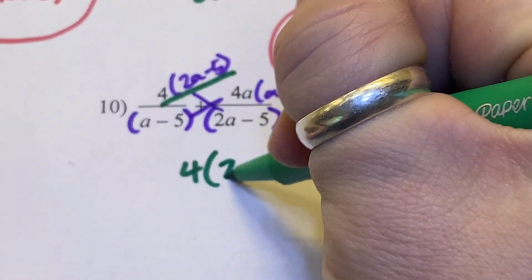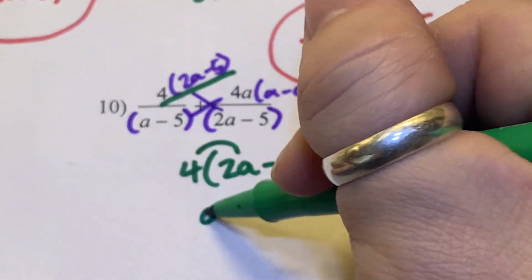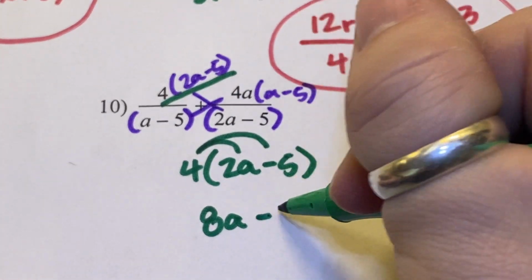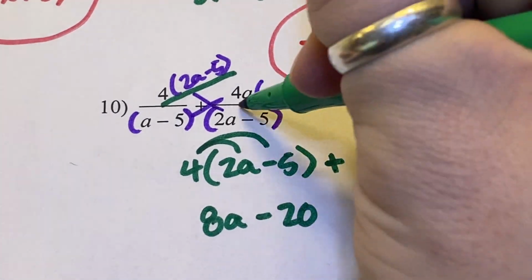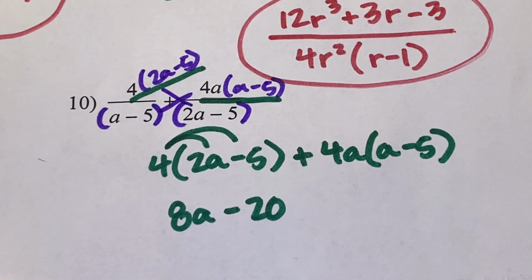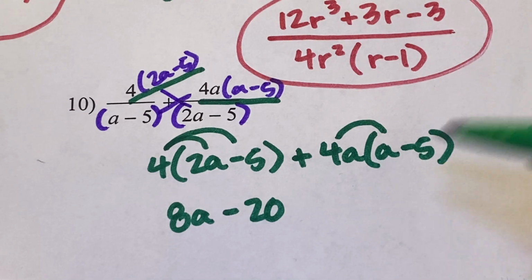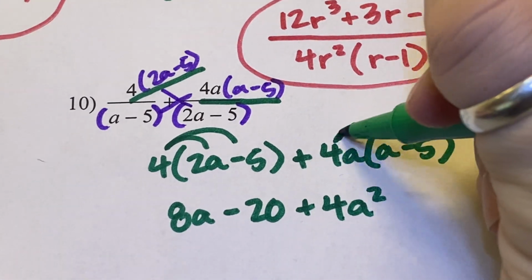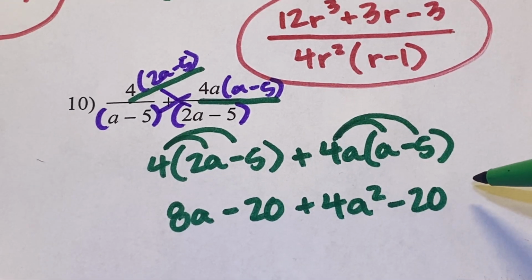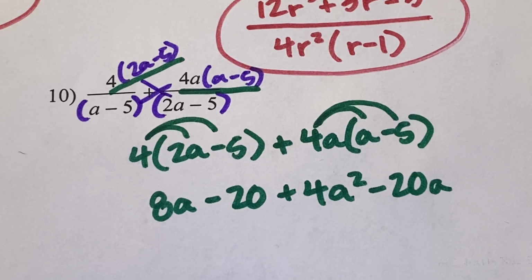First little piece, 4 times 2a minus 5. What's 4 times 2a? 8a. 4 times negative 5? Negative 20. It's being added to my next piece, 4a times a minus 5. What is 4a times another a? 4a squared. And 4a times negative 5, negative 20a. Good job. So you're just putting the problem back together.